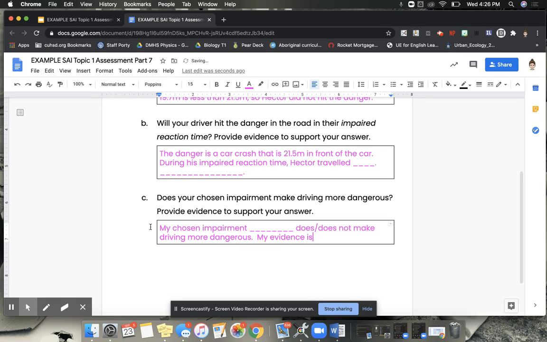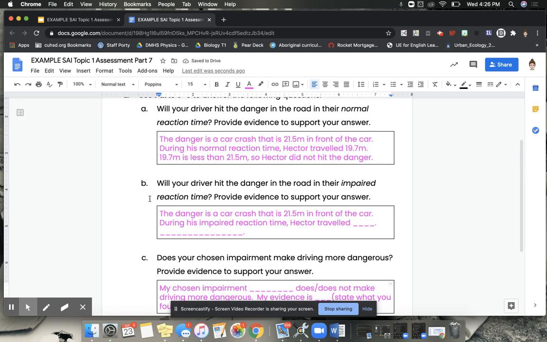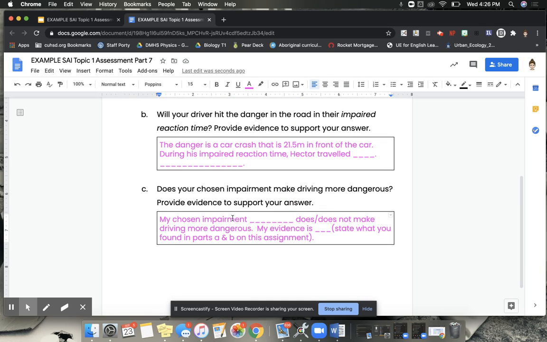Evidence is, you're going to state what you found in parts A and B. So again, this part A and this part B is going to be your evidence for your answer here in part C.